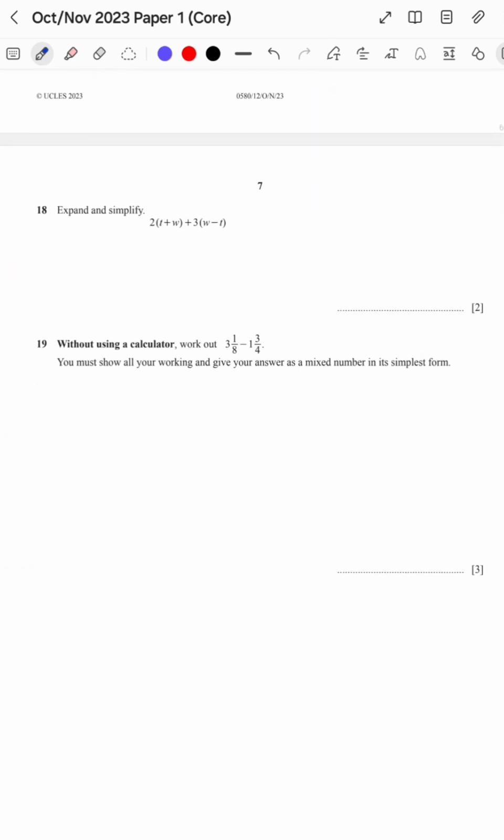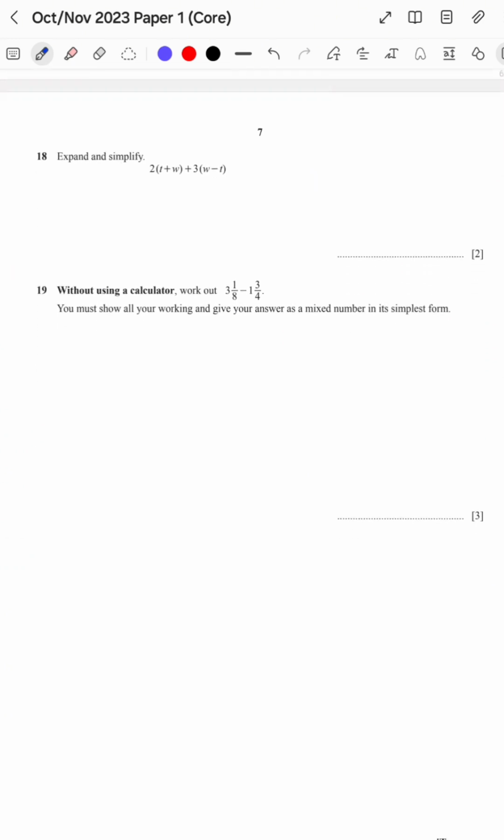Question number 18. Expand and simplify 2 bracket t plus w, plus 3w minus t. So let's expand 2, let's expand 3, and then combine like terms. This is 2t plus 2w plus 3w minus 3t. Combine like terms. 2w plus 3w is 5w, and then 2t minus 3t is just minus t. So that's 5w minus t.